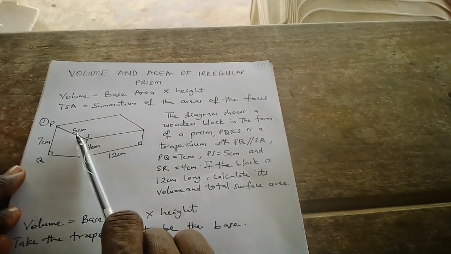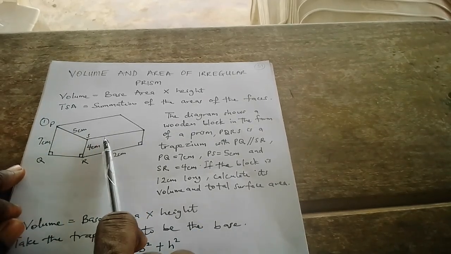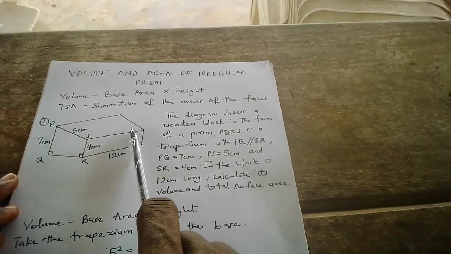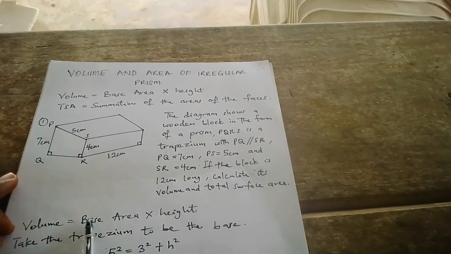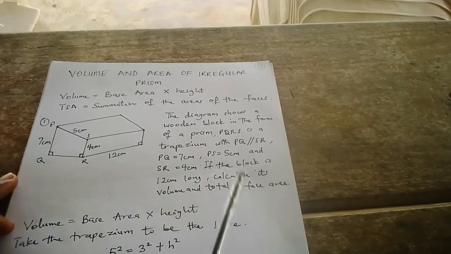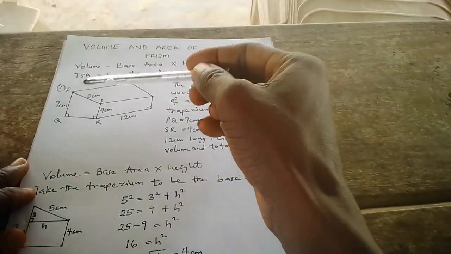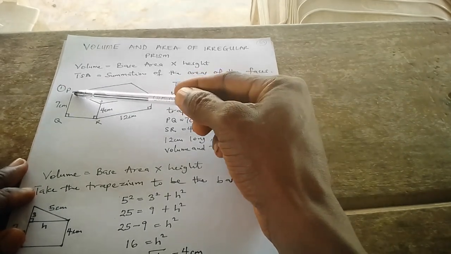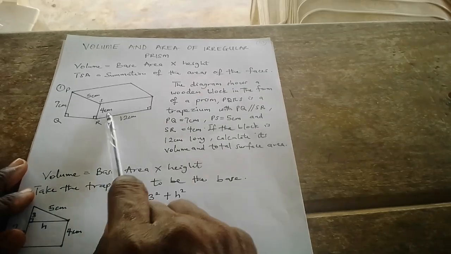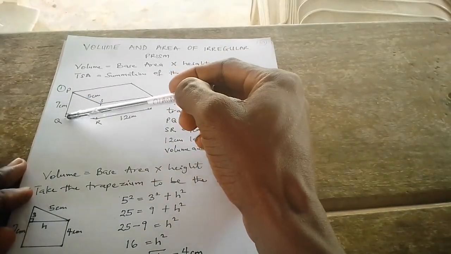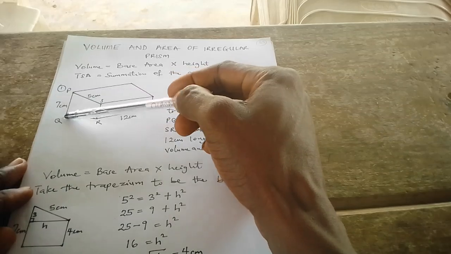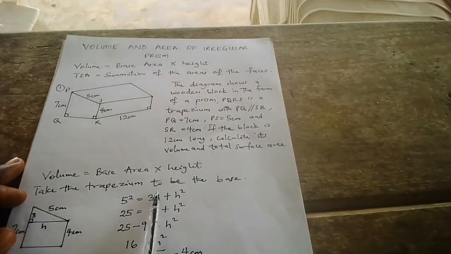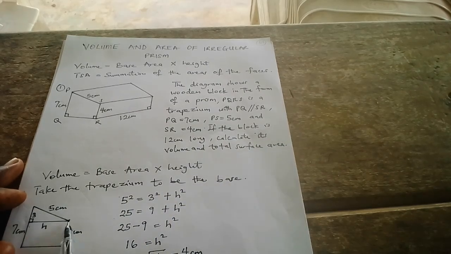You have to look for the volume of this shape. Now, we said generally the volume of a prism is base area times height. To make it easier, you take this irregular side to be the base, while this one side is the height. So what you have to do is look for the area of this shape. Take the trapezium to be the base.